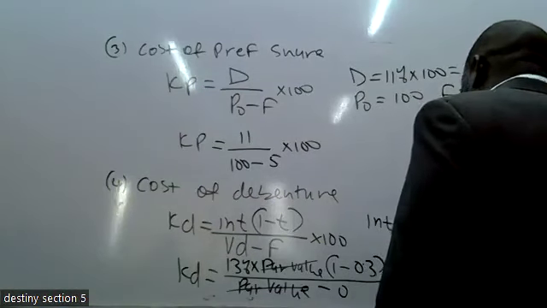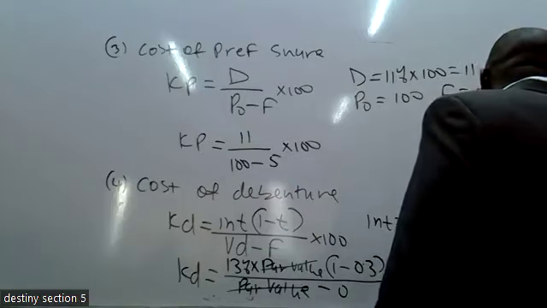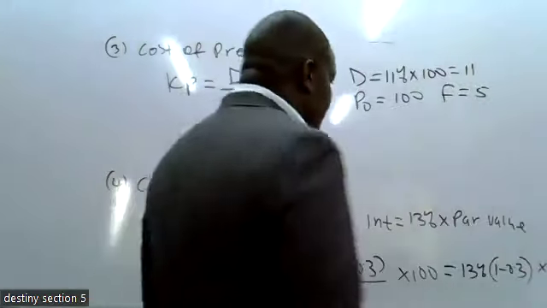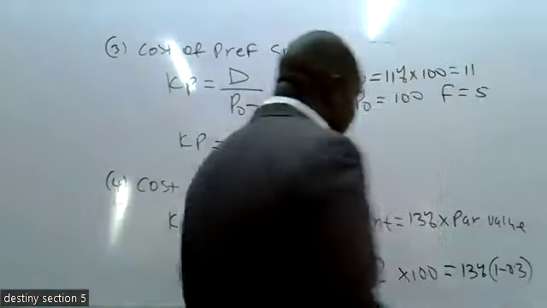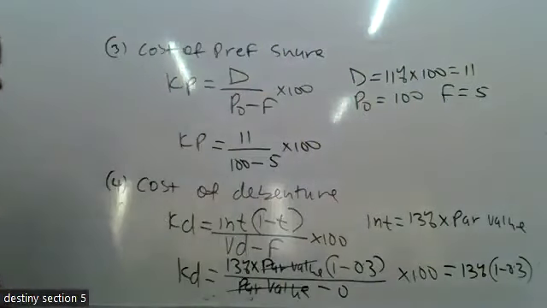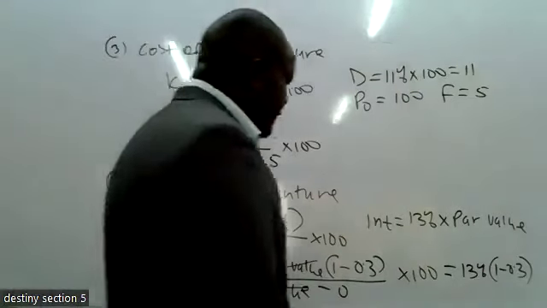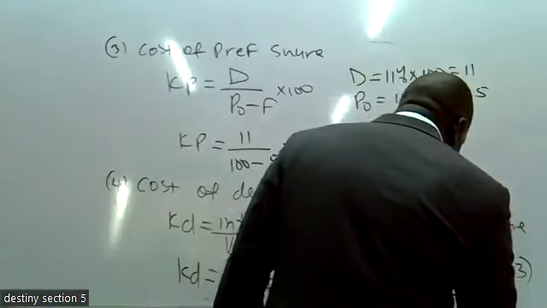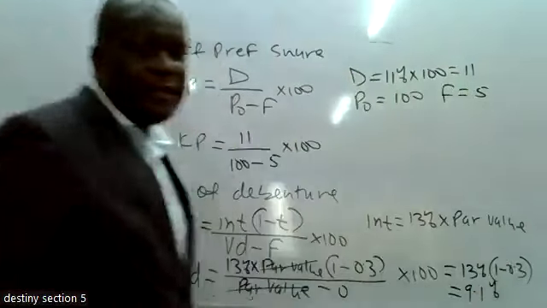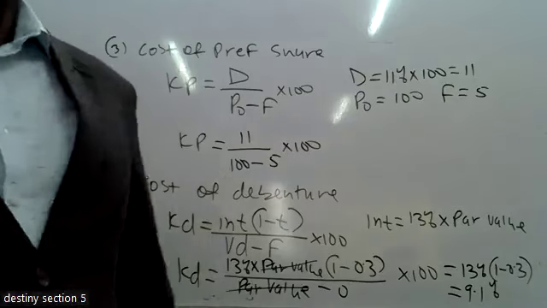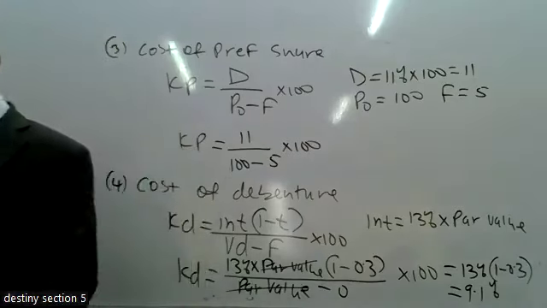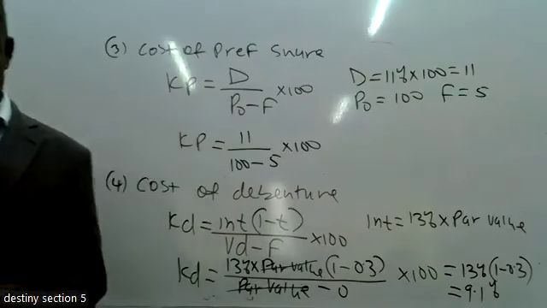times (1 minus 0.3). Then we will express it as a percentage, because the 13% is already a percent. It will finally give 9.1%. So that is how you get it. They did not give you the par value, so we could not calculate the value for that question.